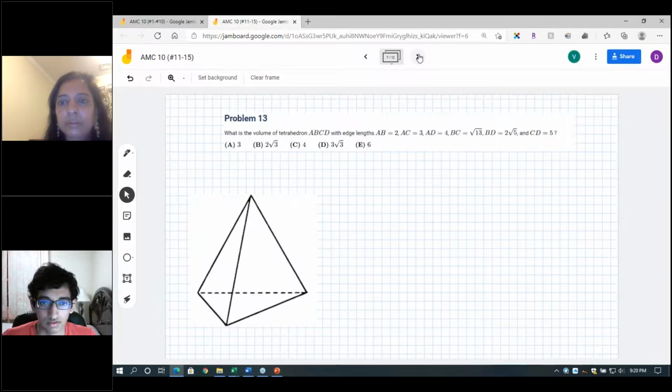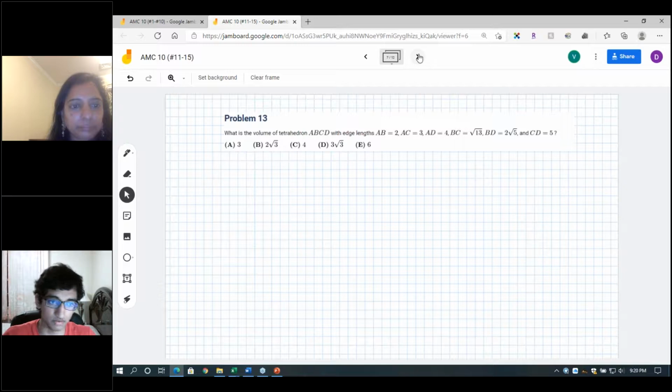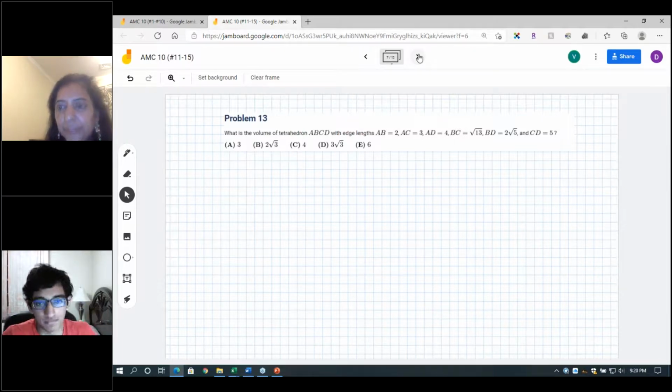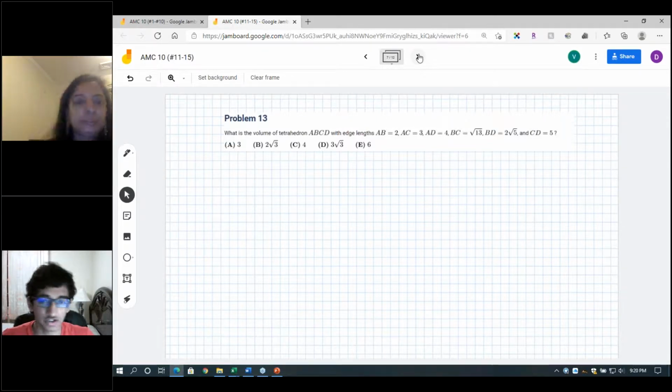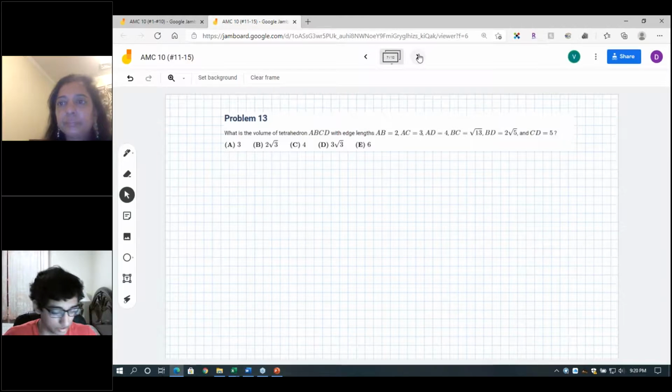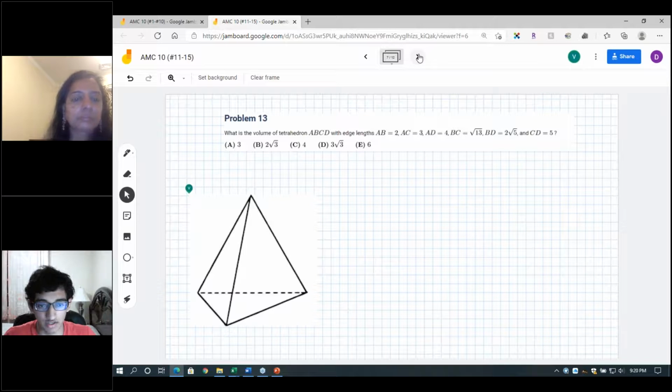Problem 13. Uncle, are you on the slide? Yes, you are. Disregard this picture. I tried putting it before. It's not very good. So problem 13: what is the volume of tetrahedron ABCD? By the way, a tetrahedron is a 3D figure, and it has 4 sides, and every single side is a triangle. Actually, I will bring back that original picture. This is a tetrahedron. It has 4 triangles, 2 in front, 1 on the bottom and 1 on the back.